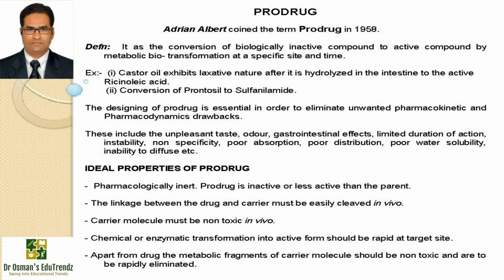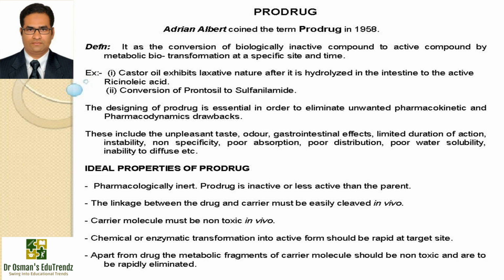Today we will be talking about prodrugs in medicinal chemistry. The term prodrug was coined by Adrian Albert in 1958, and prodrugs are defined as the conversion of a biologically inactive compound to an active compound by metabolic biotransformation at a specific site and time. Examples: castor oil, which exhibits laxative nature after it is hydrolyzed in the intestine to the active ricinoleic acid. Another example is the conversion of prontosil, a drug, to sulfanilamide.